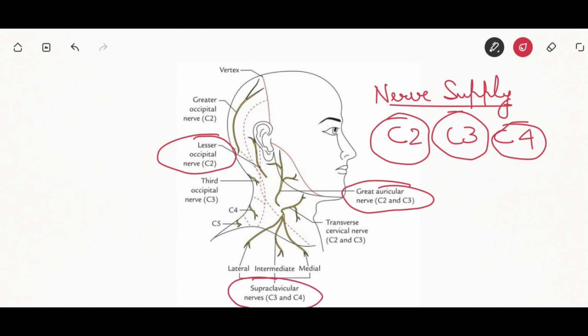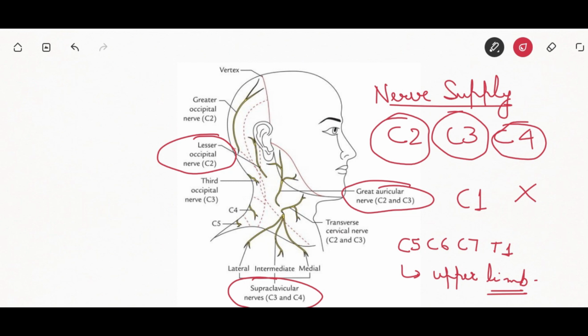Remember, the first cervical nerve has no cutaneous distribution. Also the cervical 5th, 6th, 7th and thoracic first nerves supply the upper limb through the brachial plexus. Therefore they will not supply the neck.